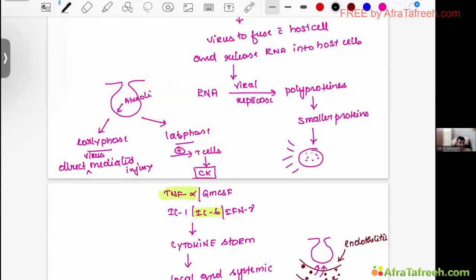Then we will go into the next discussion, which is again one of the important topics for your exam. Important topic for your exam, important topic for your life, and important topic for India, which is going to be tuberculosis.